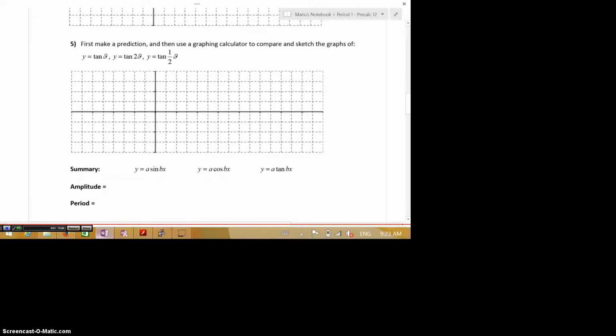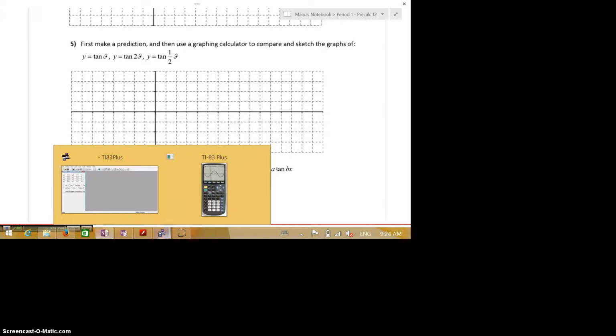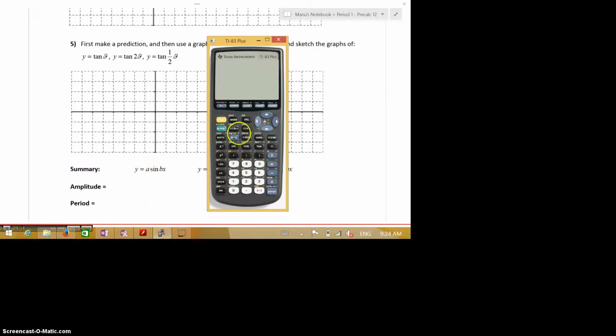Let's take a look at the tangent of theta function. Now, tangent is going to be a bit different than sine and cosine. And the reason that's the case is because it's a ratio of sine divided by cosine. So, let's first graph our tangent function.